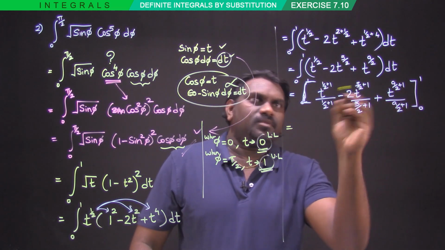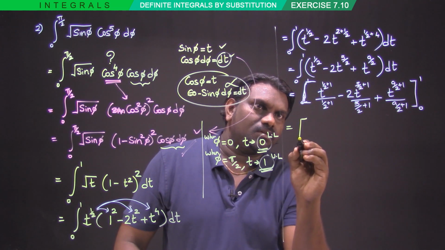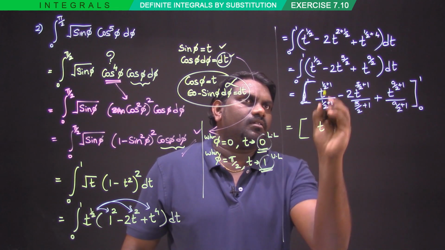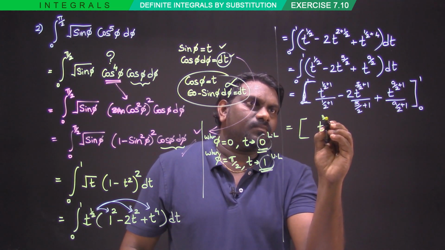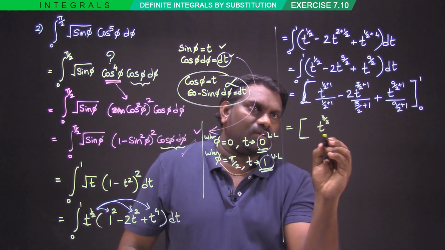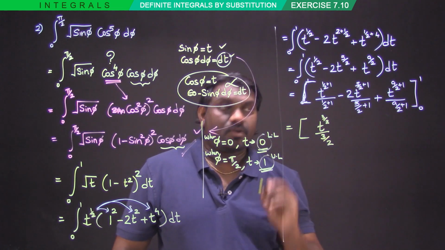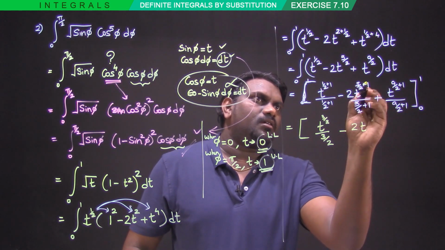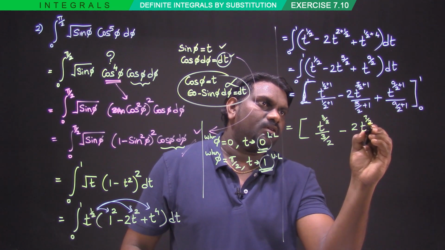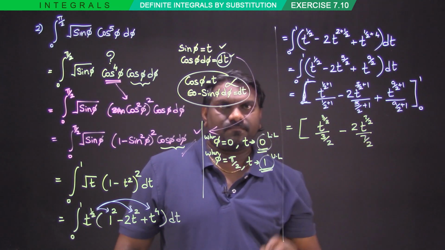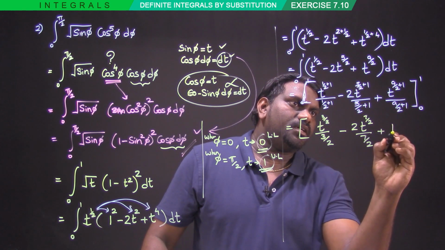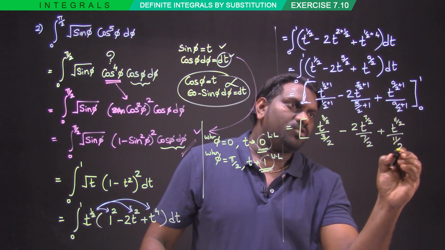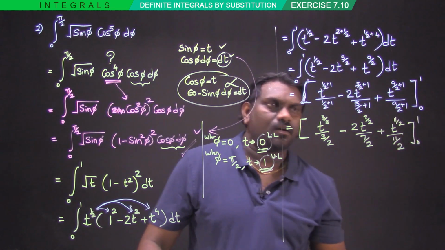Now let me just add all these and put it properly. This is going to be t to the 3 by 2, this will again be 3 by 2, minus 2 times t to the 7 by 2 over 7 by 2, plus t to the 11 by 2 over 11 by 2, from 0 to 1.